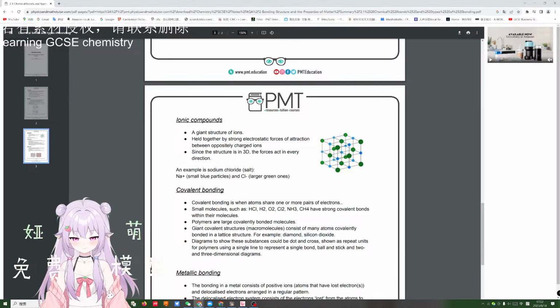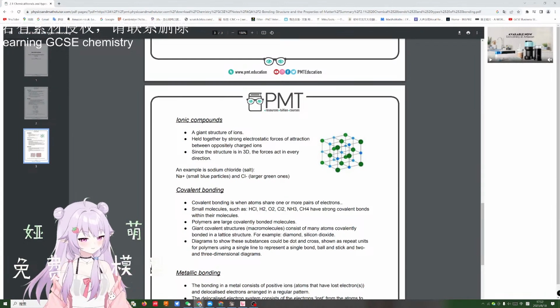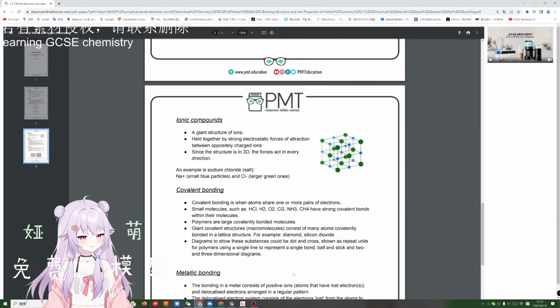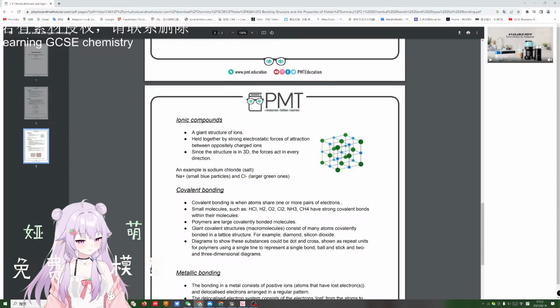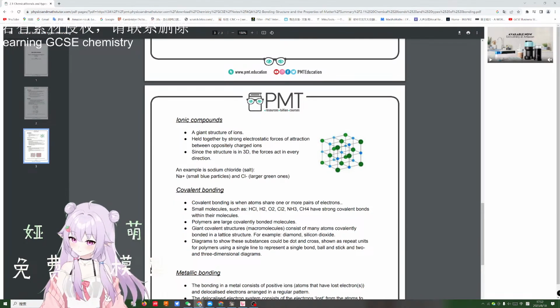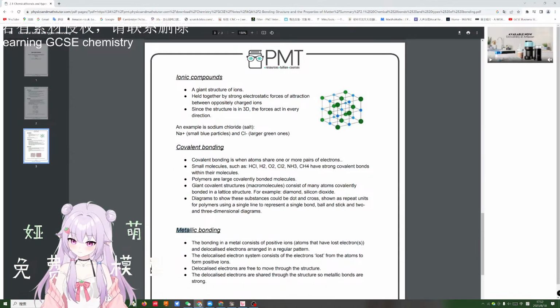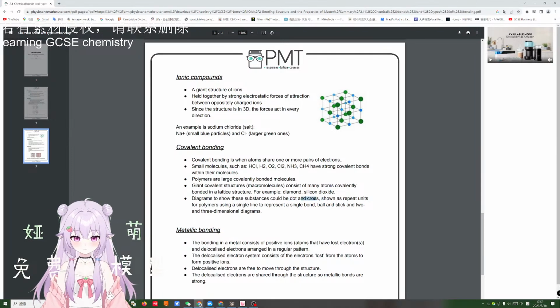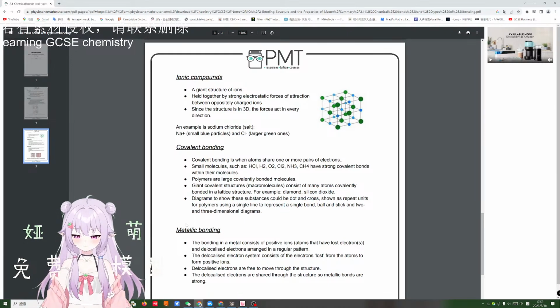So there could be a dot and cross diagram, which shows the repeat units of polymers, using a single line to represent a single bond, ball and stick, and 2 and 3 dimensional diagrams. In the dot and cross diagram, the shared electrons are in the overlap.